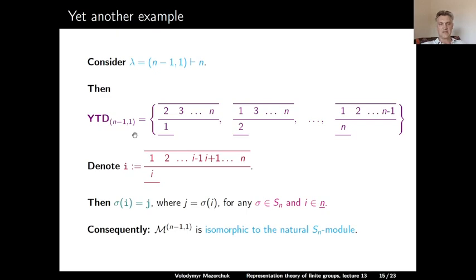In other words, this permutation module is isomorphic to the natural Sn module. So it has a basis given by numbers from 1 to n, and the elements of Sn act on this basis by simply acting on the numbers. So this permutation module is the natural Sn module.